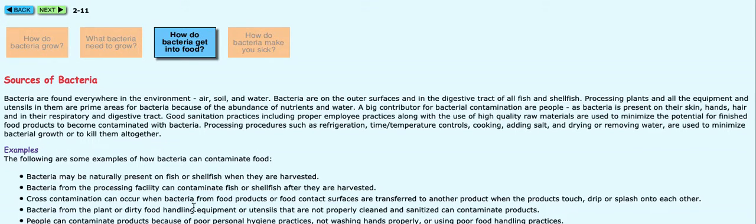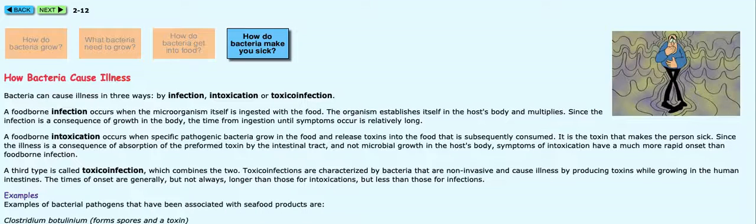Also, people can contaminate products because of their poor personal hygiene practices. So not washing their hands properly or using poor food handling practices. So wearing a mask, wearing gloves, a hairnet, washing hands. So then this goes on to talk about how food poisoning can happen, how bacteria can make you sick.